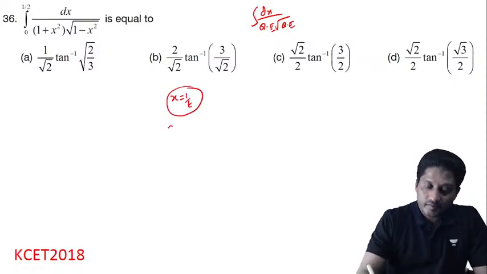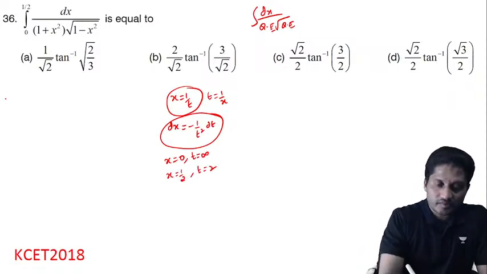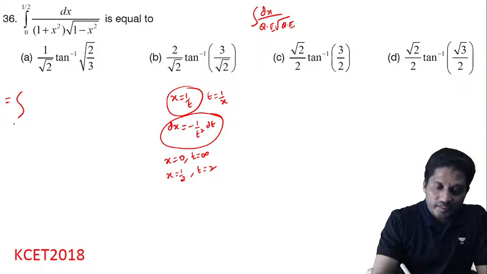So if you put x is equal to 1 by t, dx is equal to minus 1 by t square into dt. When the limit is 0, when x is 0, t is equal to 1 by 0. From this, t is equal to 1 by x, right? t is equal to infinity. When x is equal to 1 by 2, t is equal to 2. Now this becomes infinity to 2.